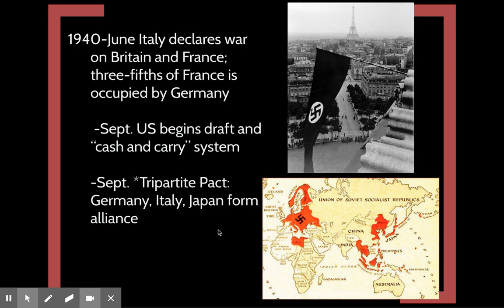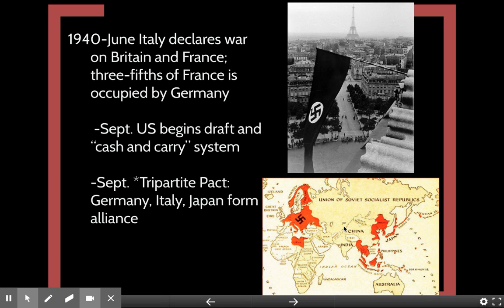Okay, September of that year, the Tripartite Pact, Germany, Italy, and Japan form an alliance. Basically, Japan is going to enter in. So there's going to be two different theaters of the war. There's going to be the European theater, so it's what's going on in Europe and Northern Africa. And then there's the Asian or the Pacific theater, so it's what's going on over here.